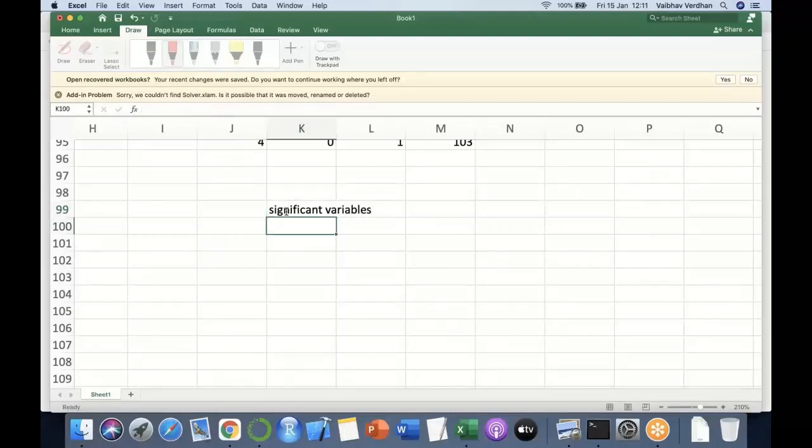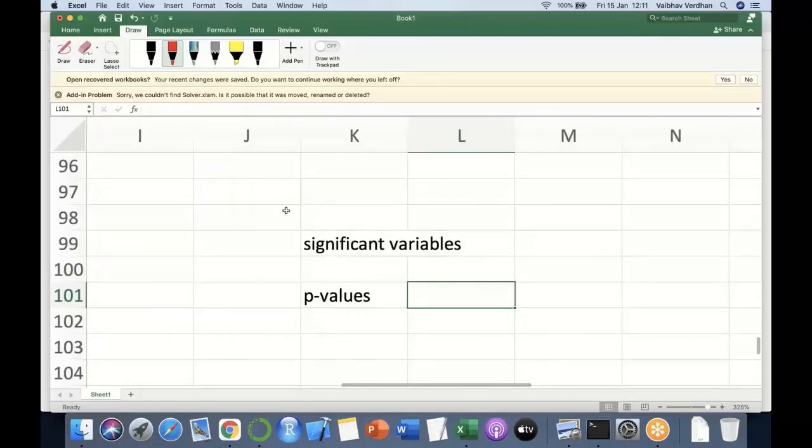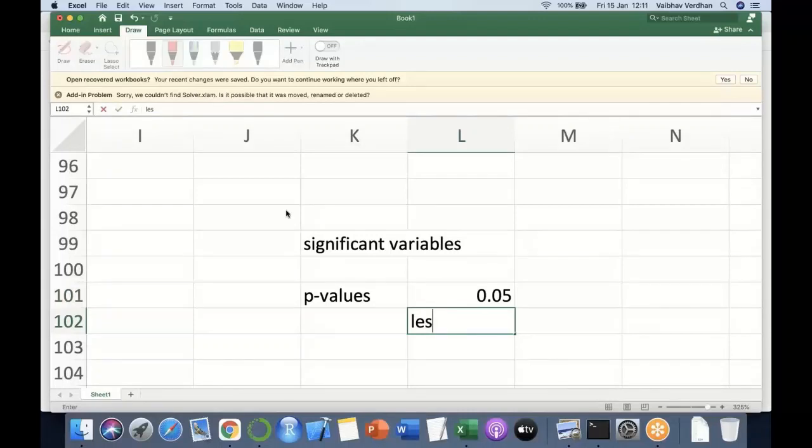For the variables which are significant, mostly you can find out their p-values, right? The p-value means how significant your variable is in making a prediction. As a rule of thumb, if your p-value is less than 0.05, that means your variable is a significant variable.